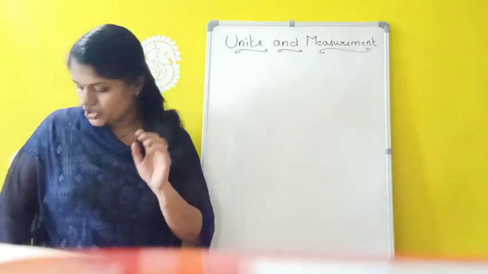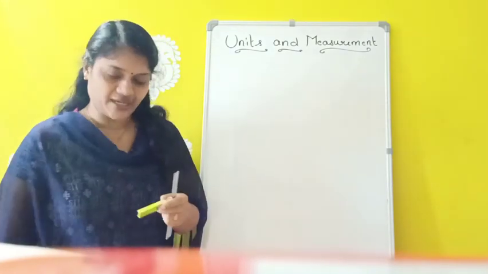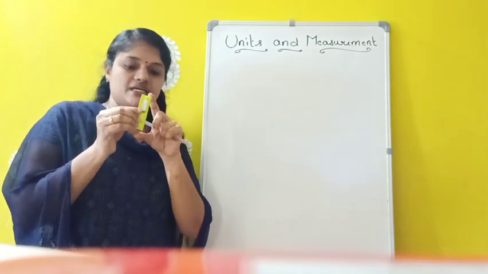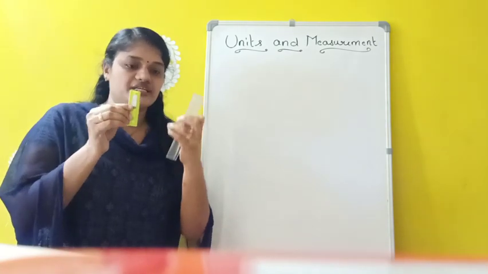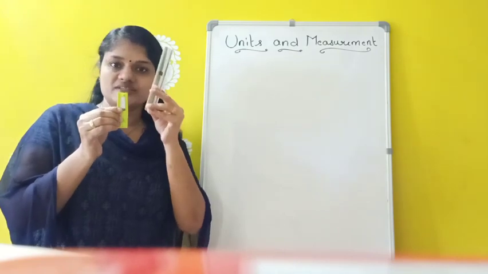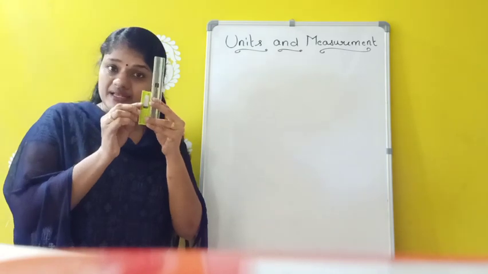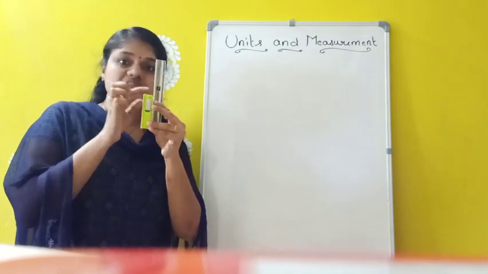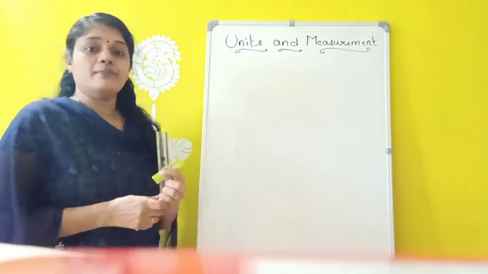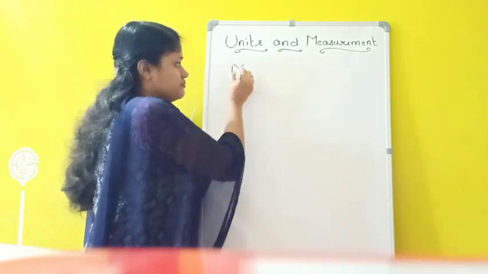Suppose I want to measure this unknown quantity. I don't know the length of this object. So what I am doing is comparing this unknown quantity with a known quantity. This is a scale. The scale measurement already we know. So using this known quantity, we are measuring this unknown quantity, and this comparison of known quantity with unknown quantity can be called measurement. So measurement is the comparison of unknown quantity with a known quantity.